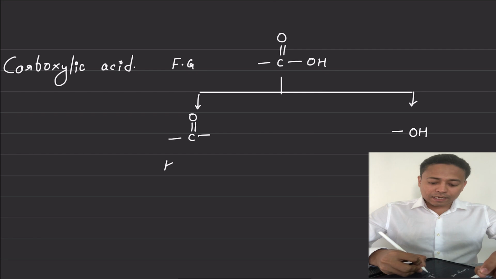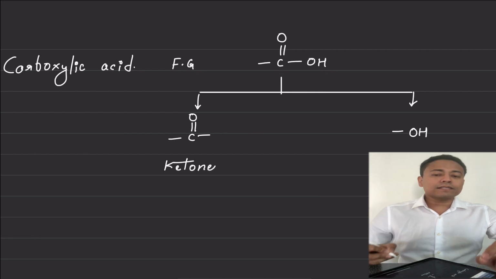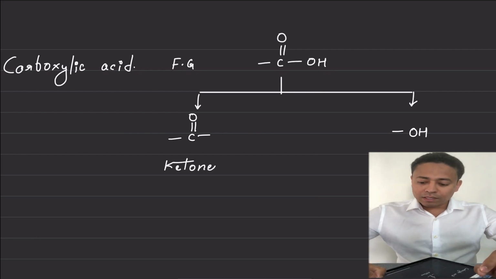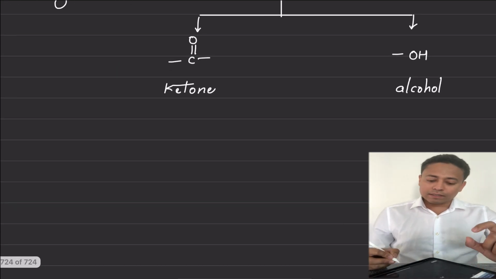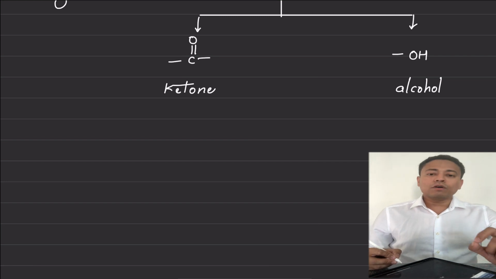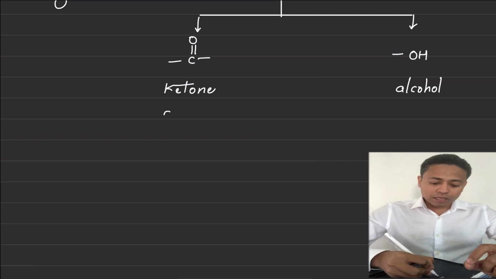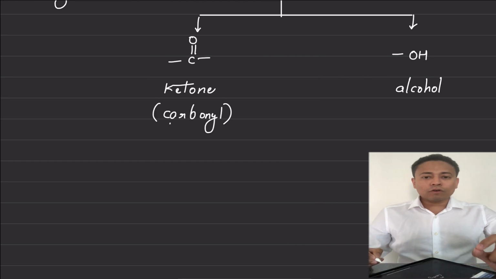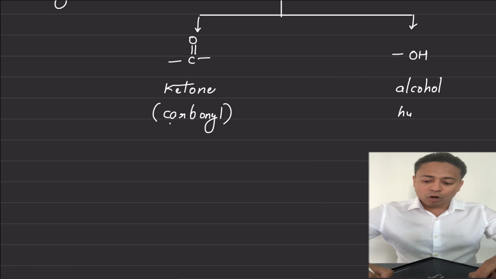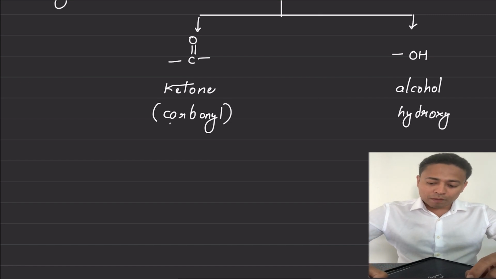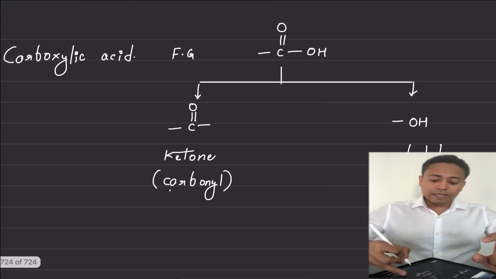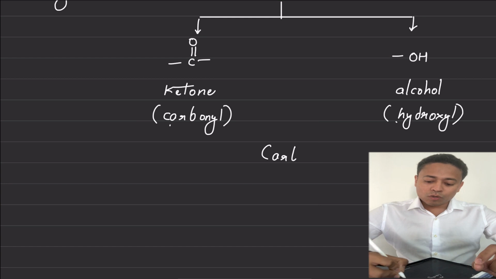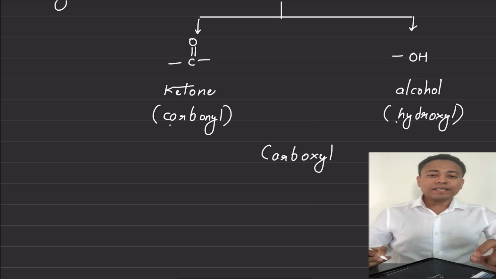This is called a ketonic functional group, or I can simply write ketone there, while this is generally an alcohol. As for the names used for these functional groups, for ketones, a C double bond O is called a carbonyl group, while for alcohol, OH is very commonly called a hydroxyl group. When I talk about the name of the carboxylic acid functional group, it's called the carboxyl group.